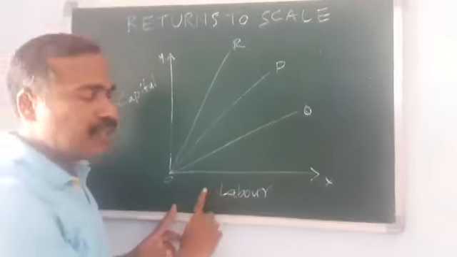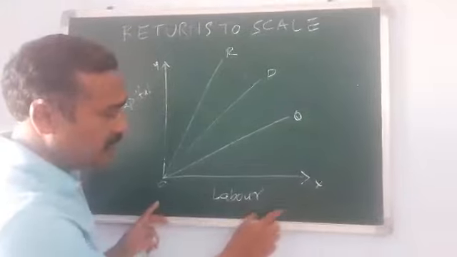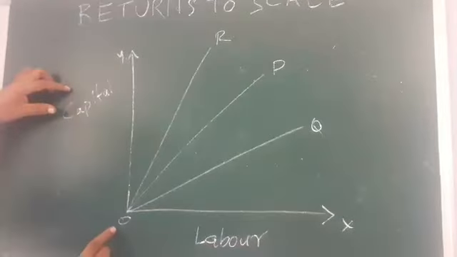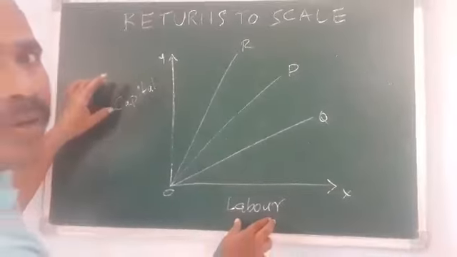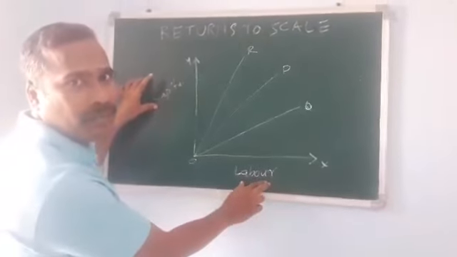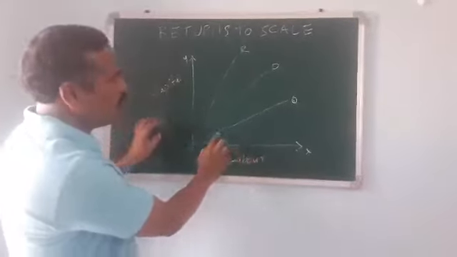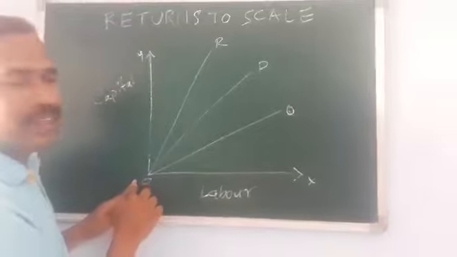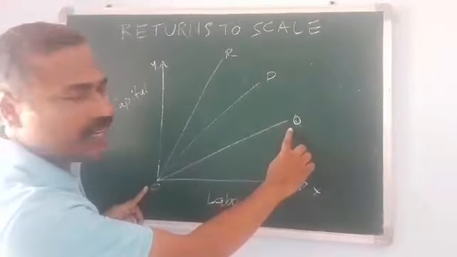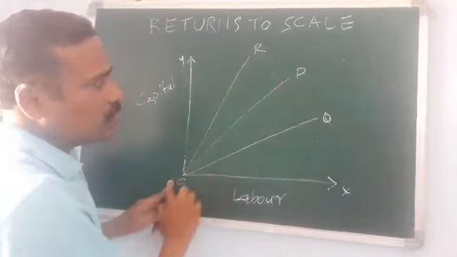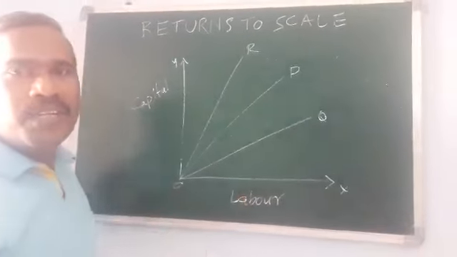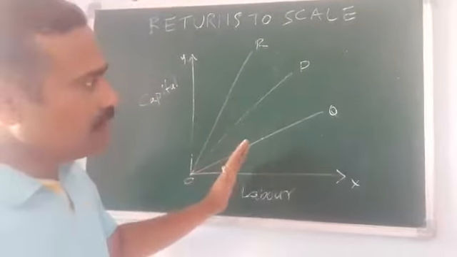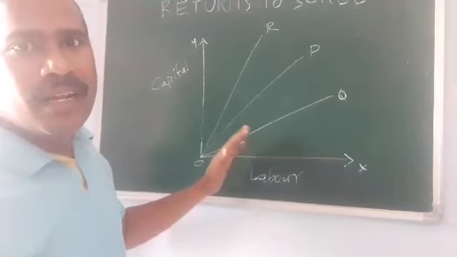Now here you observe this diagram. On the OX axis we are taking labor, on the OY axis we are taking capital. So now we are using labor and capital as production factors. Then observe these 3 lines: O to P, this is a scale. O to Q, this is another scale. O to R, this is another scale. So OP, OQ, OR are different combinations of labor and capital.